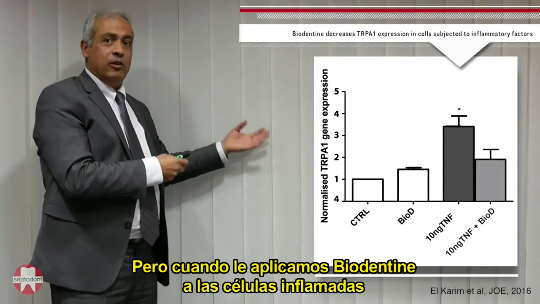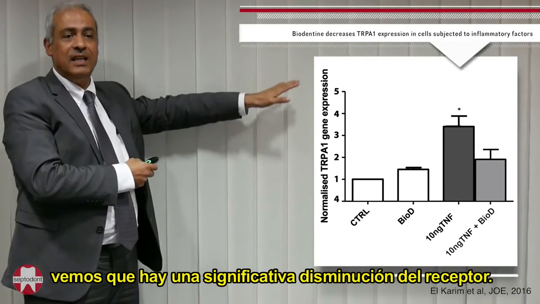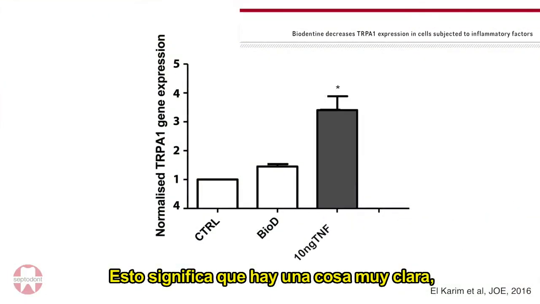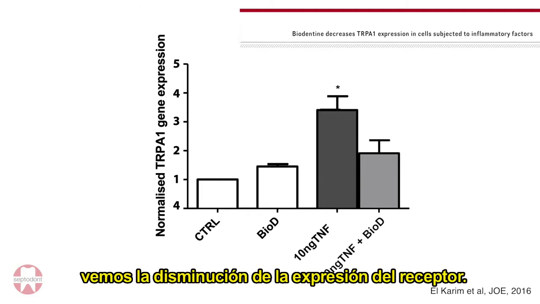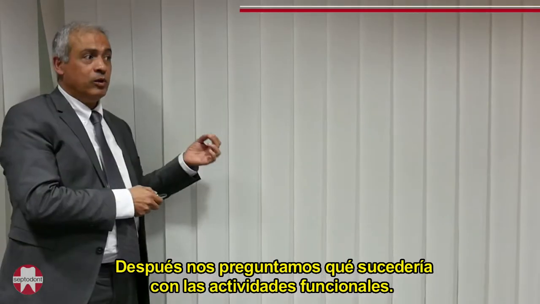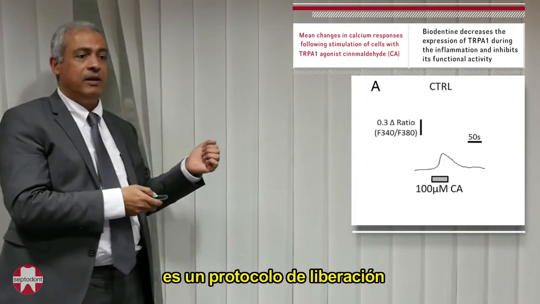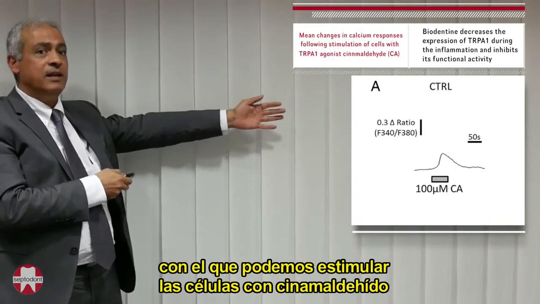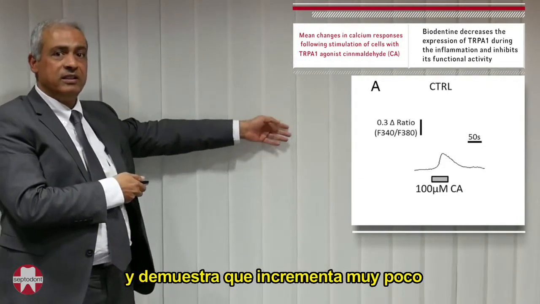When you add the extract of biodentine on the inflamed cells, you notice that there is a significant decrease of this receptor. This means one thing which is very clear: when we apply biodentine on inflamed cells, there is a decrease in the expression of this receptor. Then we wondered what would happen to the functional activity. What you see here is a laboratory protocol with which we can stimulate the cells with cinnamaldehyde. It's a chemical that stimulates this type of receptor, and you notice that the increase is very low.